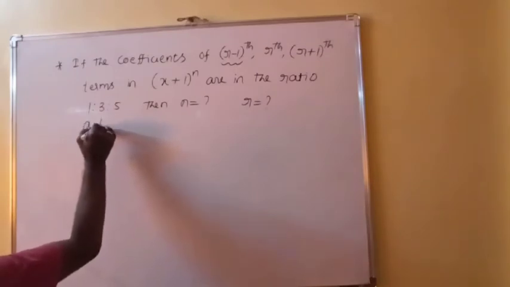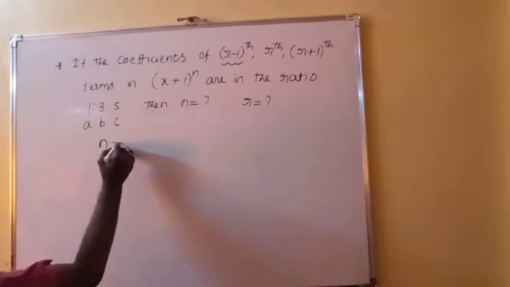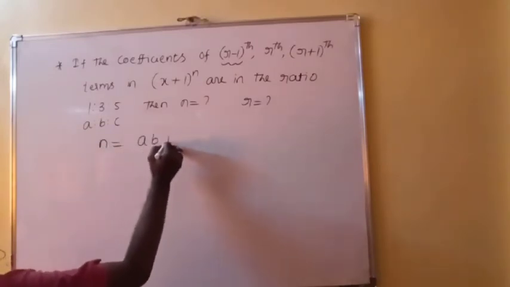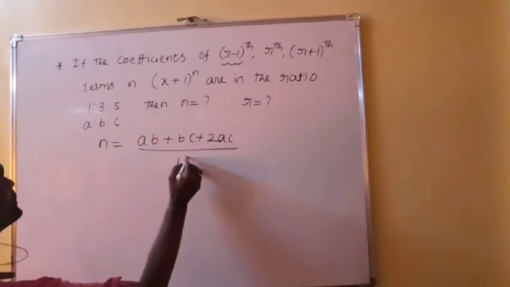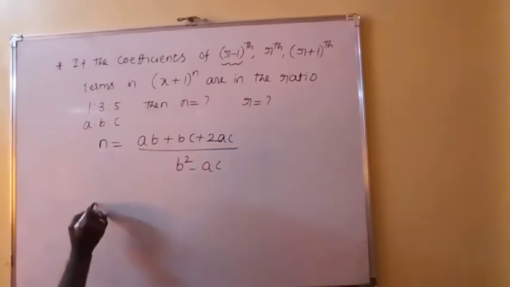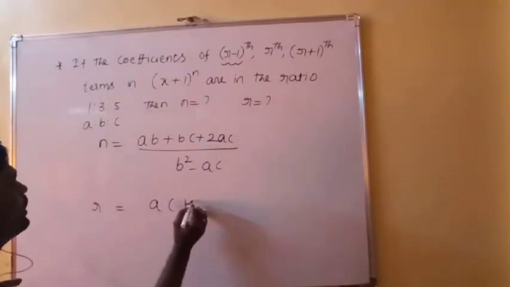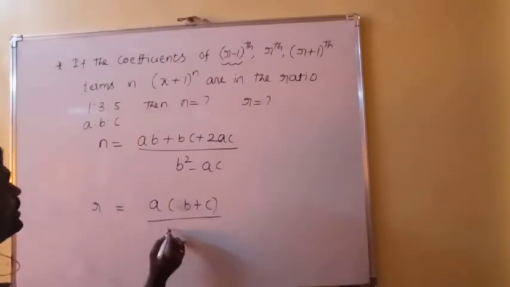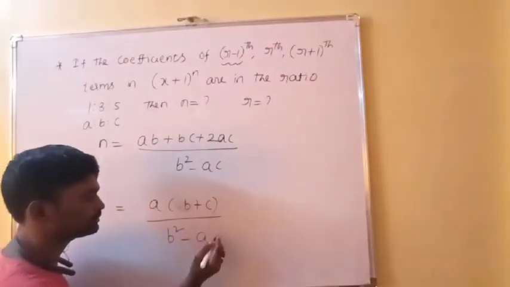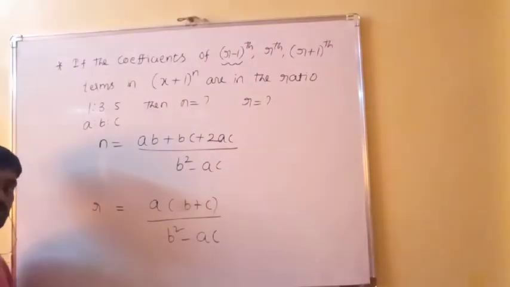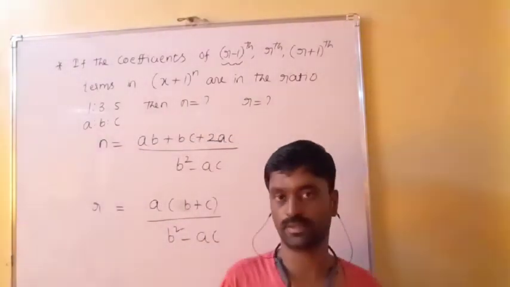So this ratio we compare with A:B:C. A value 1, B value 3, C value 5. And what is the formula for n? (AB + BC + 2AC) divided by (B square minus AC). And what is the r formula? A into (B + C) divided by (B square minus AC). Am I correct? But this formula is for the terms that, if we compare, are the rth, (r+1)th, (r+2)th.